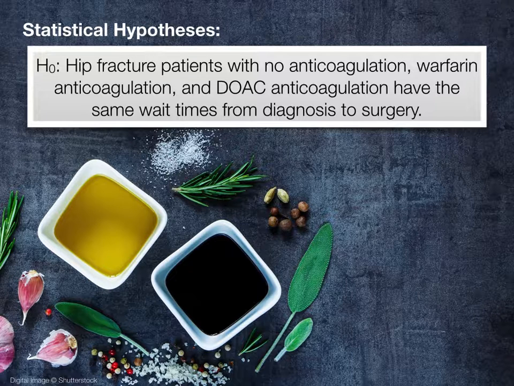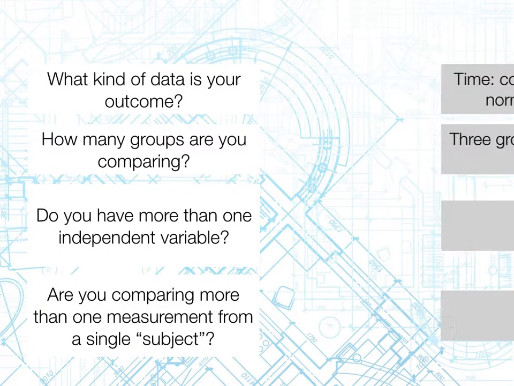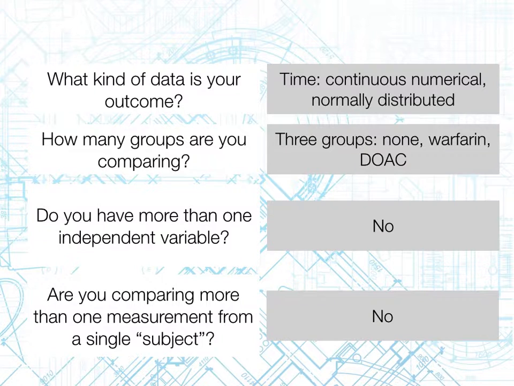Moving to a slightly different example, let's say we want to find out if patients on anticoagulation wait longer for hip fracture surgery than those who aren't anticoagulated. In this instance, our null hypothesis is that patients on no anticoagulation, warfarin, or DOACs have the same wait times from diagnosis to surgery. This time, our outcome is time, which is also a continuous, assumed normal distribution variable.